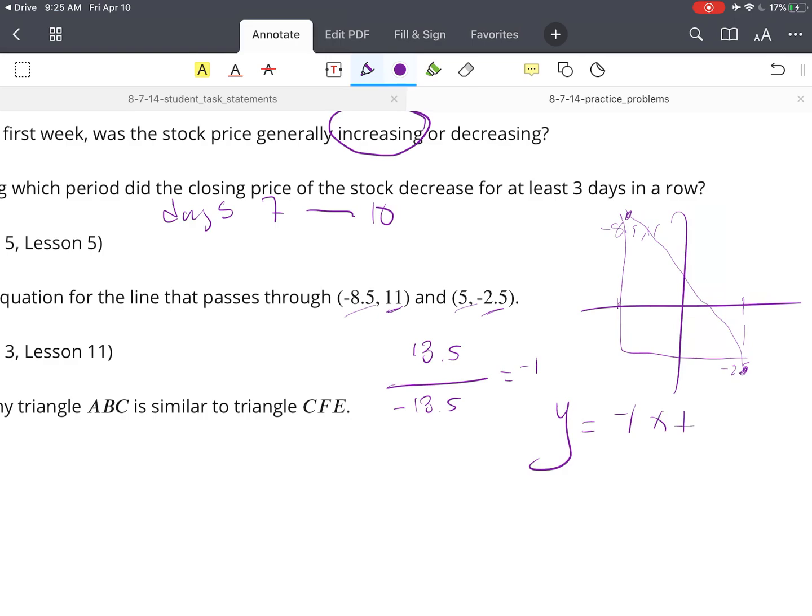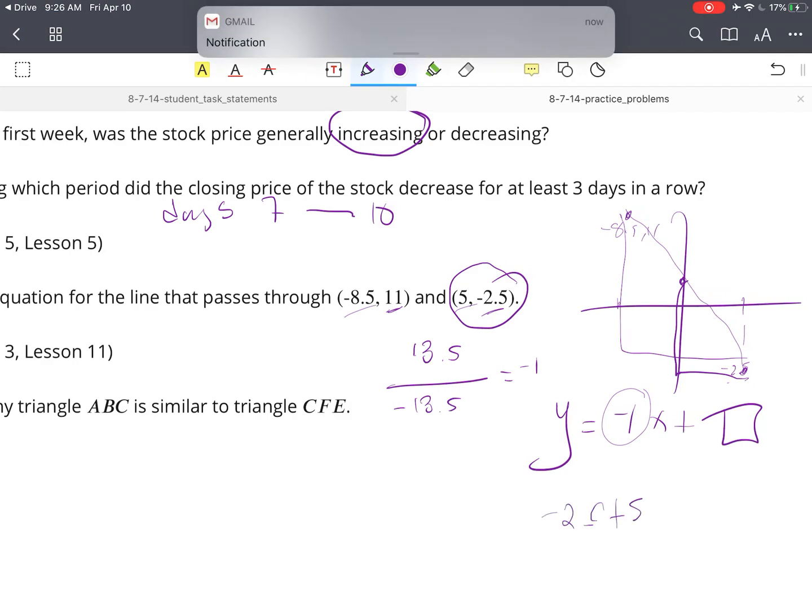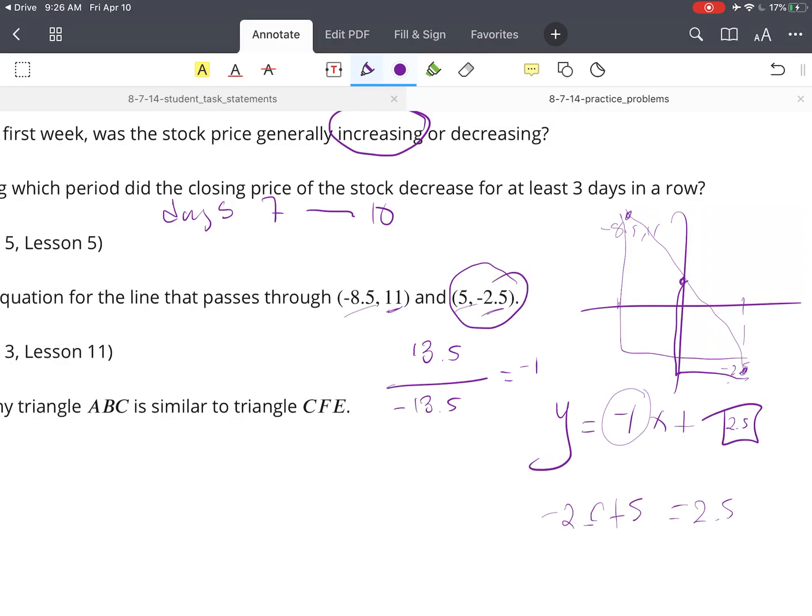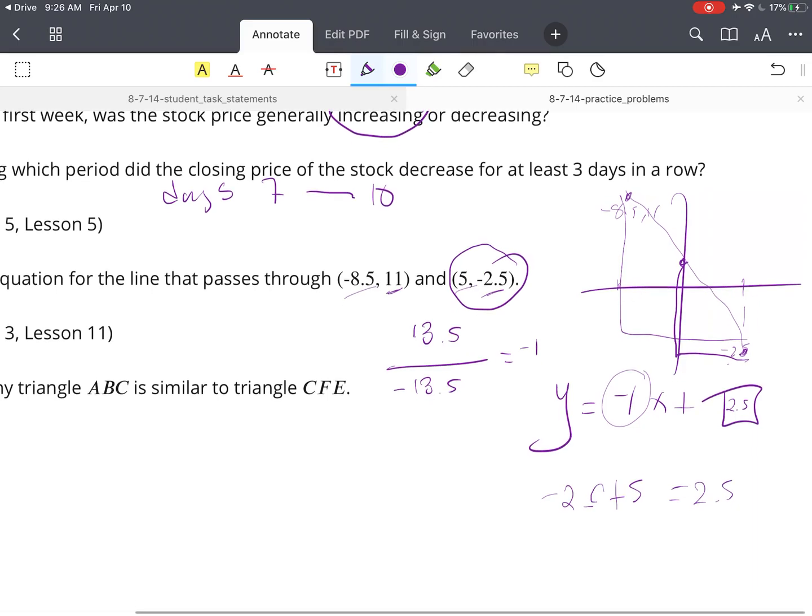So I know my slope is going to be negative 1x plus something. And we need to find the starting value. The fact that it's negative 1 actually helps us out a lot. This means if the x value decreases by 5, the y value will increase, because it's a negative slope. It'll increase by 5. So if we take a look at this point here, 5, negative 2.5, if it goes 5 this way, it's going to go up by 5 this way. And that'll tell us what the y-intercept is. So what's negative 2.5 plus 5? It's going to be 2.5. And that's our starting value. y equals negative 1x plus positive 2.5.